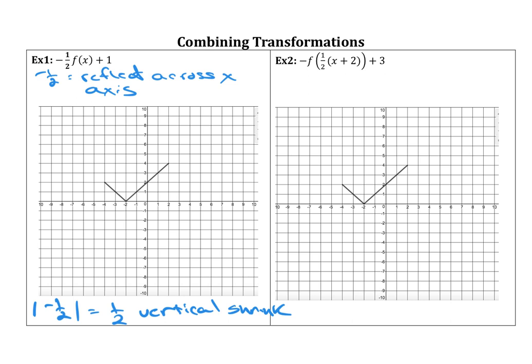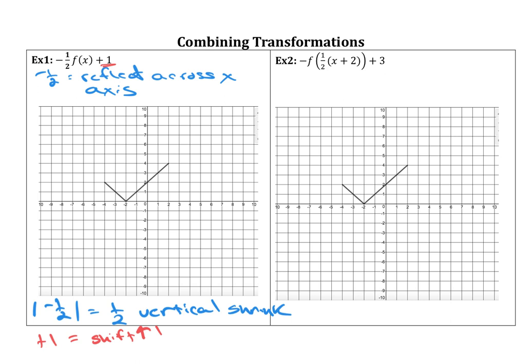And then finally, I have this +1. That'll be the second thing I'm going to apply. And we're going to have a shift of up 1. All right, let's go ahead and try and apply that. Again, I'm going to do my reflection first, and then my shrink, and then my shift.